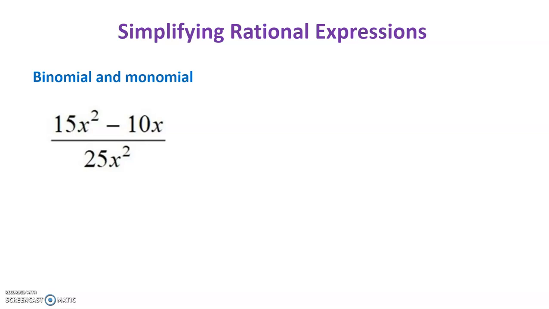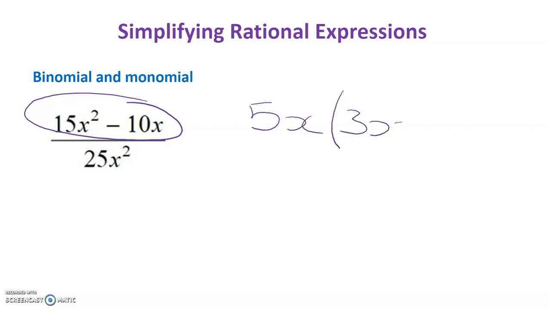First, we always remove common factors. So if I have a look at the numerator here, I'm going to take 5 out as a common factor, as well as the variable x. So if I remove 5x to the front, 5x times what gives me 15x squared, or 15x squared divided by 5x, is 3x. Then 5x into negative 10x is minus 2. So I've factored out the numerator.